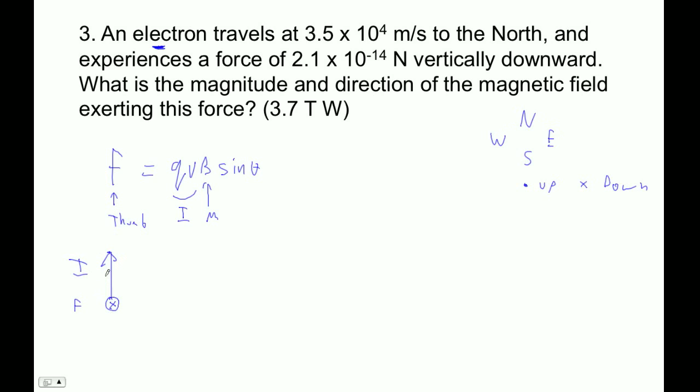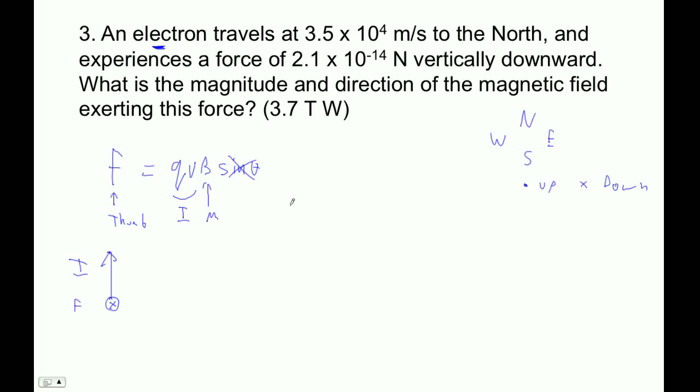Okay, so let's see, we've got the thumb, so let's figure out, it says, what is the magnitude and direction of the magnetic field exerting this force? So we've got to solve this for B. The theta drops out because it's 90 degrees, the angle here, okay? And so, electron travels vertically downward. Magnetic field, okay, so let's assume that the angle is 90 degrees. It's not clear to me why we do that, but let's just do that.